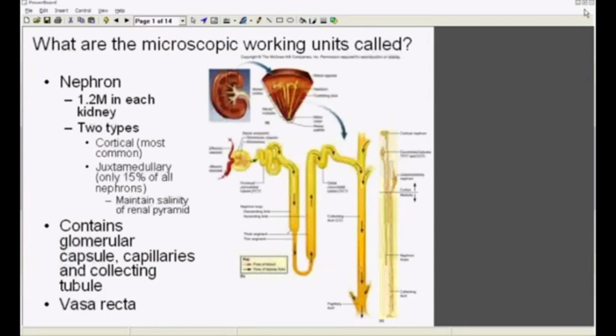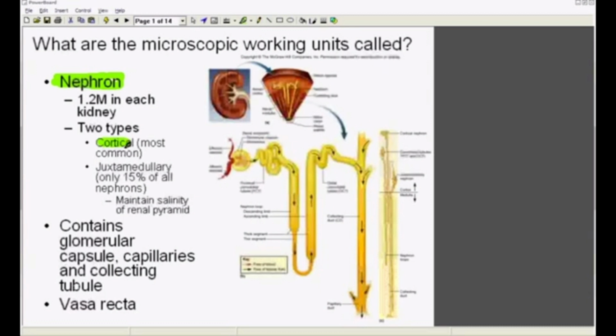The working unit, if you will, of the kidneys is a structure called a nephron. And nephrons are extremely common in your kidneys. In fact, you have over 1 million of them in each of your kidneys. And there are 2 different types of nephrons. By far and away the more common type is something called a cortical nephron.